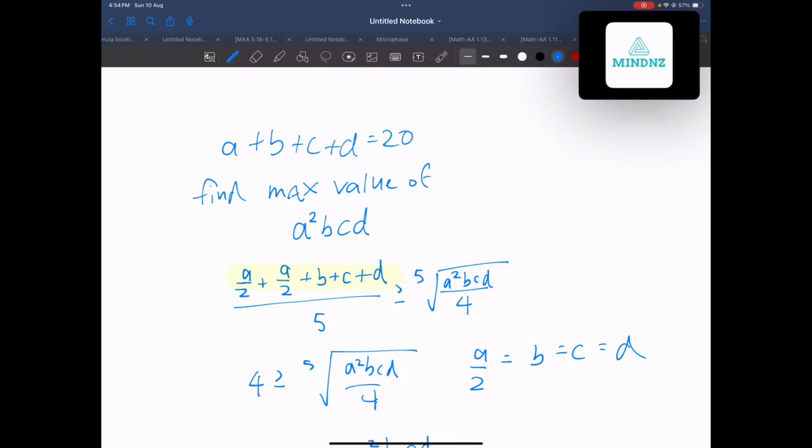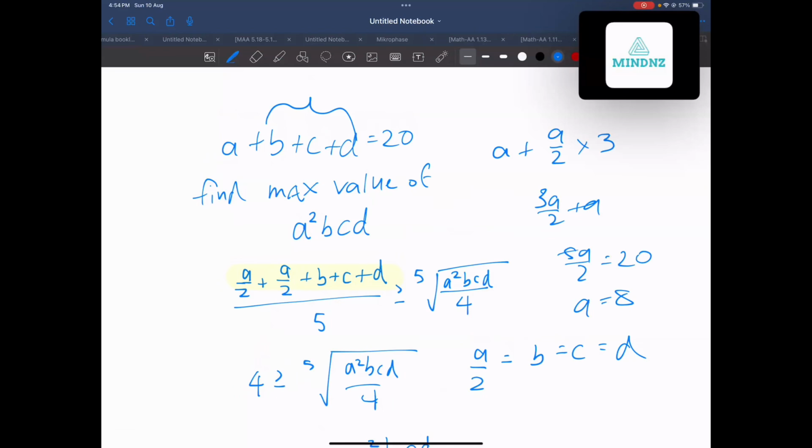So, let's just try to write everything in terms of a then. So then we have a plus a over 2 times 3, right? Because all of these are equal to a over 2, and there are 3 of them. So then we get 3a over 2 plus a, that's going to be 5a over 2 equals 20. So then a is going to equal 8.